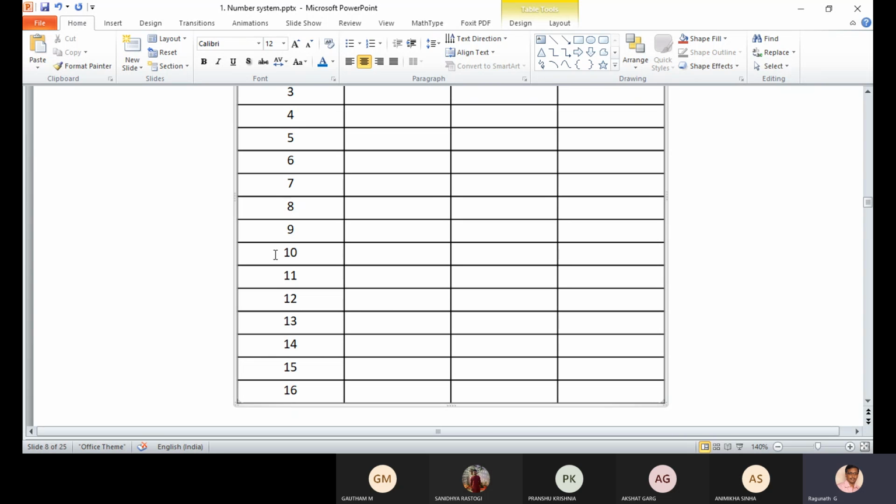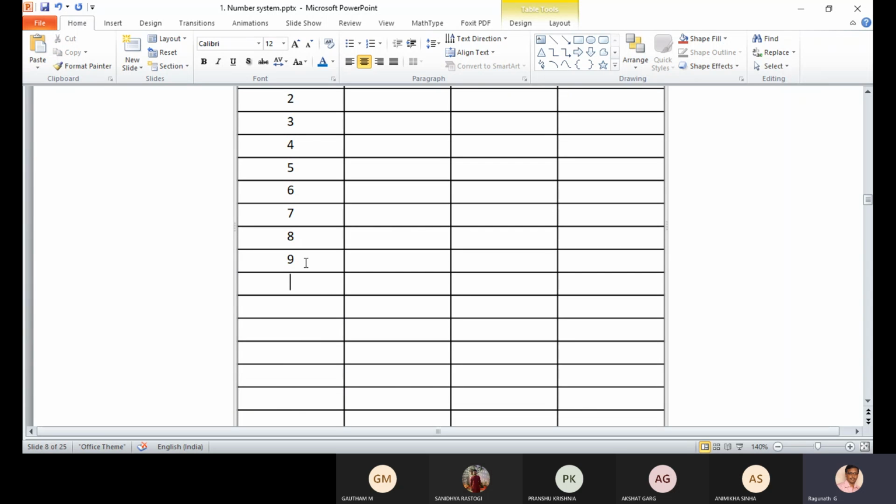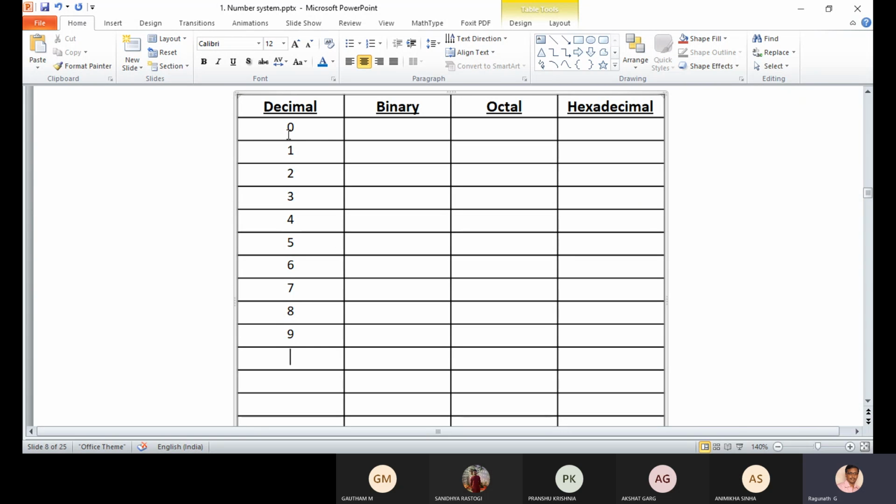In two digit, what is the first number? Is it 00 or 10? For example, I started with one digit decimal 0. So 0, 1, 2, 3, 4, 5, 6, 7, 8, 9. Now the one digit set is over. Then I should go to two digit set. What is the beginning in the two digit set? 10 or 00? 10? How? It should be 00, no?